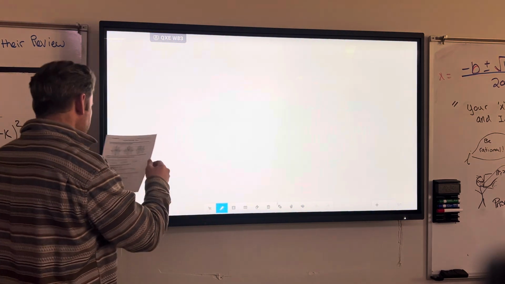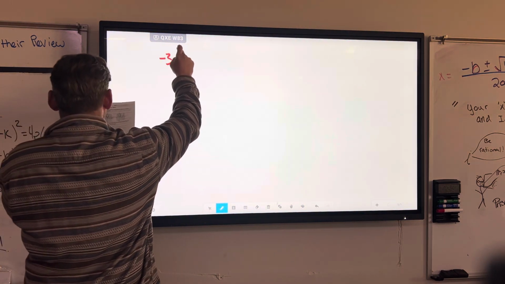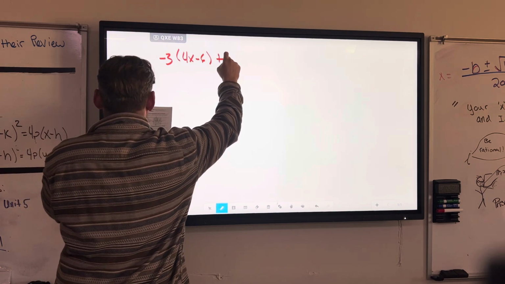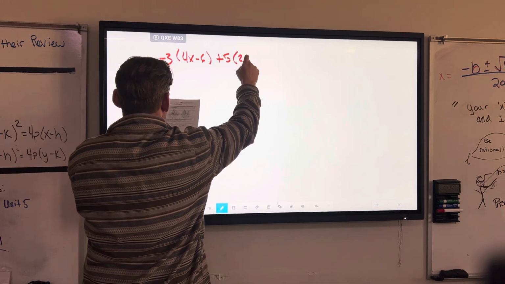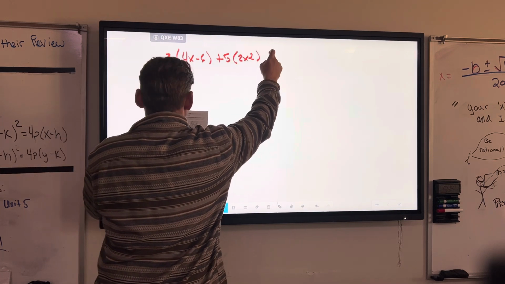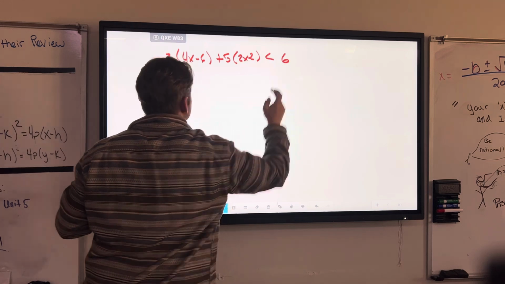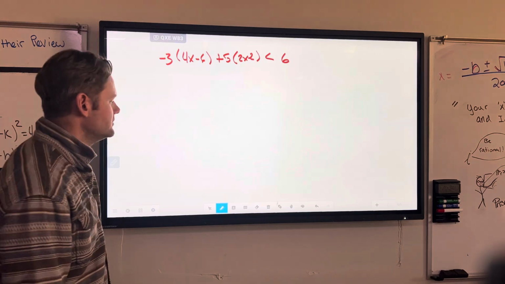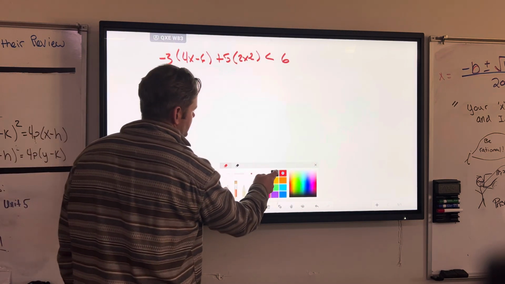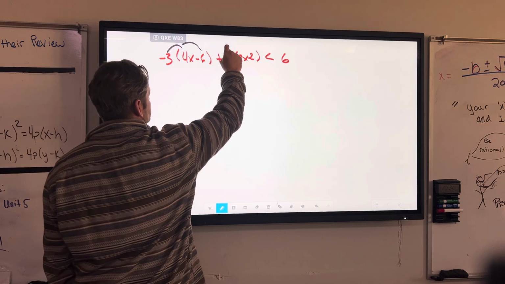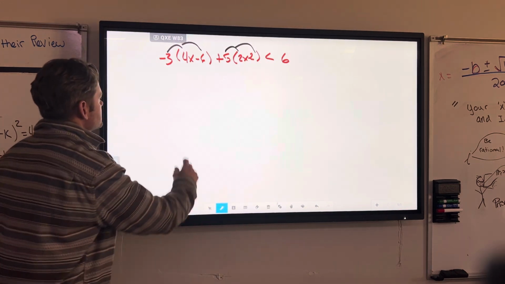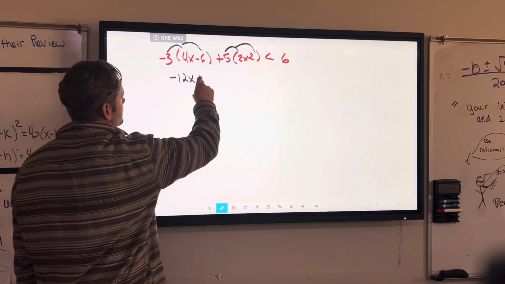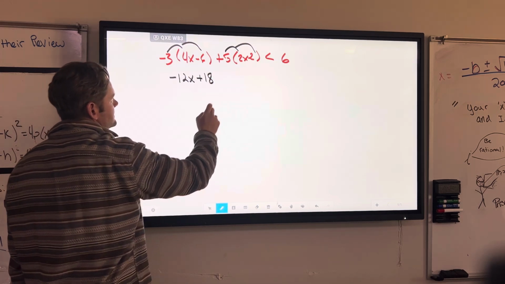So the first one is negative 3 times (4x minus 6) plus 5 times (2x minus 2) is less than 6. So just like you would with an equal sign, you want to solve your equation out. So first step, I'm going to do a little distribution. All right, so I get negative 12x. A negative times a negative becomes a positive, so I get a positive 18 here.